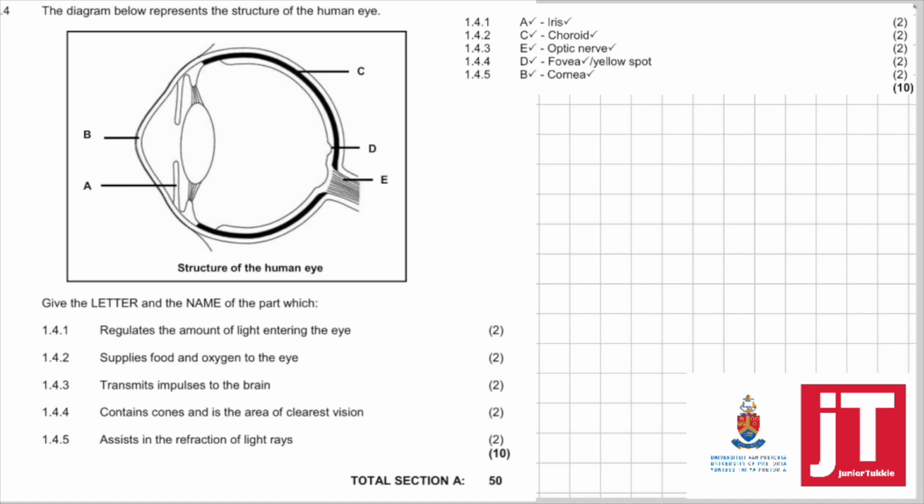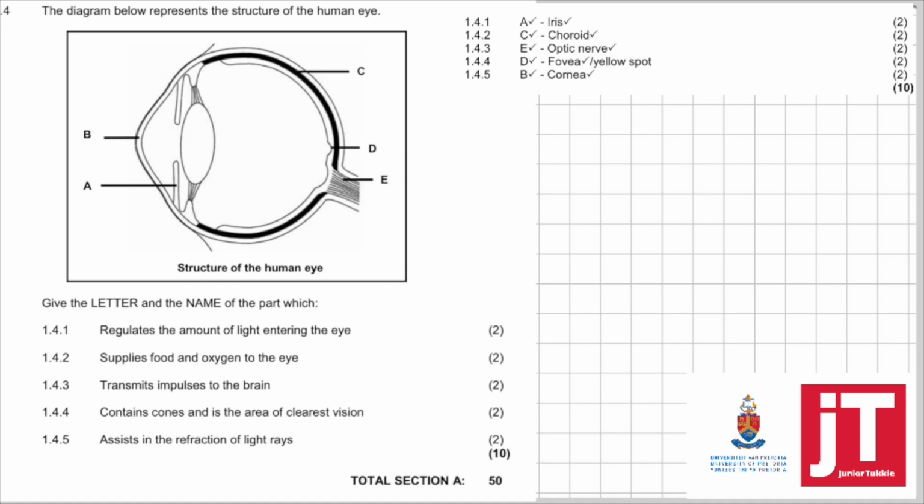142. What part, letter and name, supplies food and oxygen to the eye? You should already know. It's the middle layer. It's C. It's the choroid. Okay. 143. What transmits impulses to the brain? We know that's the optic nerve. Where's the optic nerve? That's E, optic nerve.